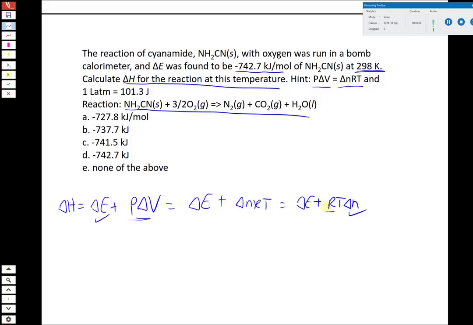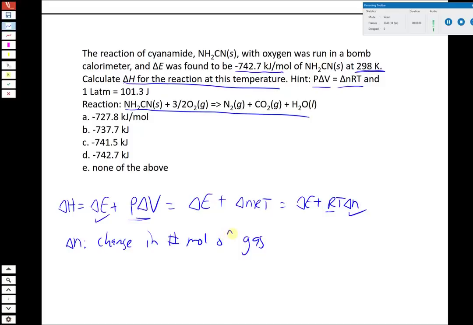So the only thing that we're not sure about here is what is delta n. So delta n is equal to the change in the number of moles of gas. So whenever we have this relationship involving delta n, we're talking about gas specifically here, not all moles, just gases.